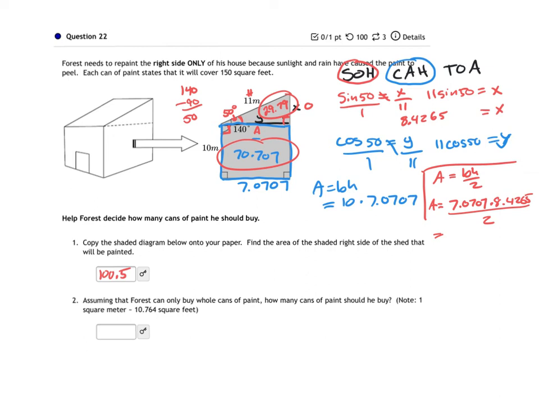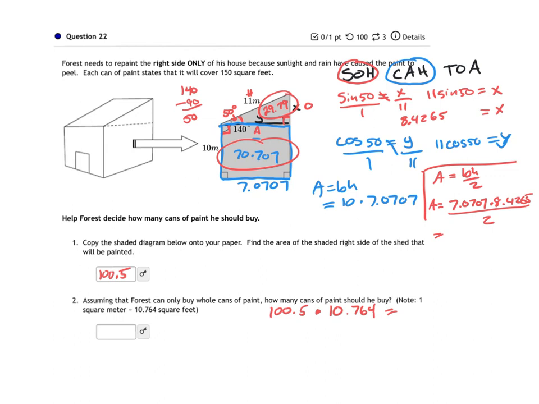Now, that's the area in square meters. The next one says, assuming that Forrest can only buy whole cans of paint, how many cans of paint should he buy? Note that 1 square meter is equal to 10.74 square feet. So I have to convert 100.5 square meters into square feet. That means I need to multiply by 10.764 because there are approximately 10 square feet in each square meter.